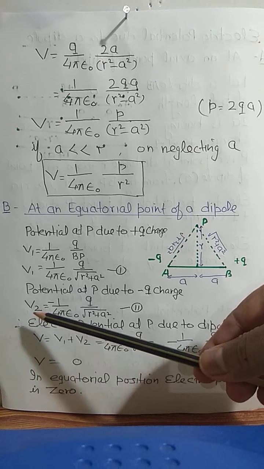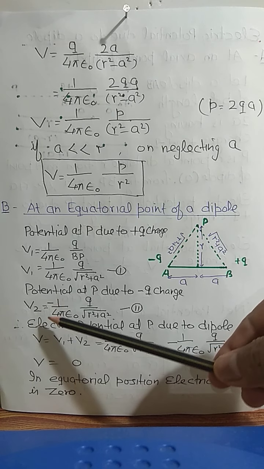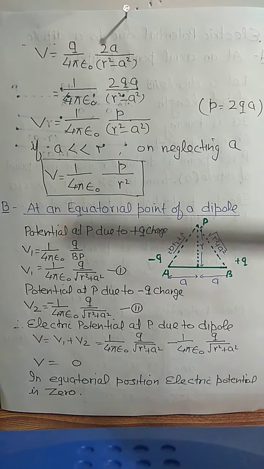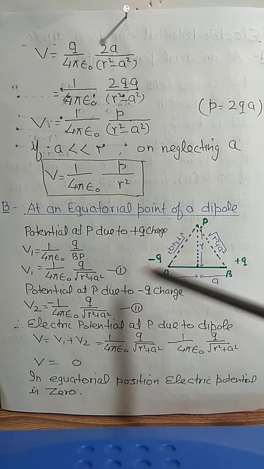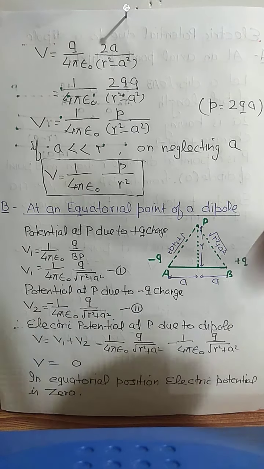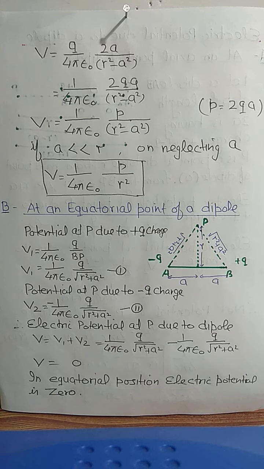Yes. Potential at point P due to minus Q charge will be what? This will be V2 is equal to minus 1 upon 4 pi epsilon naught Q upon under root R square plus A square. Why minus? Because this is negative charge. We will write when negative here, it will come here. Clear?